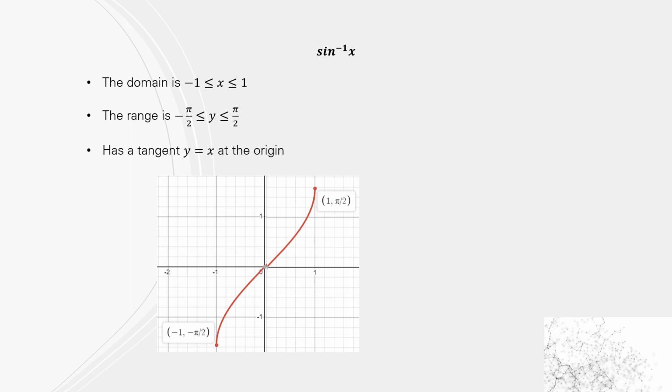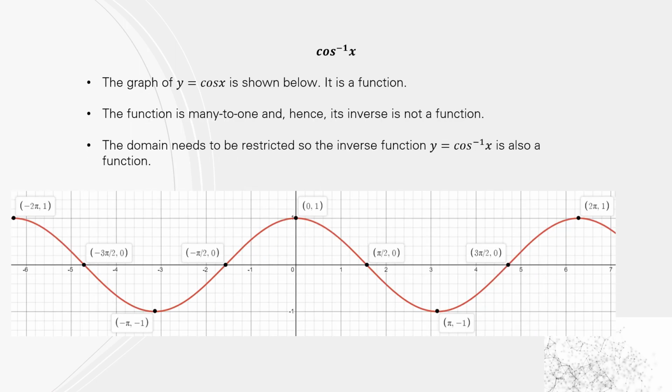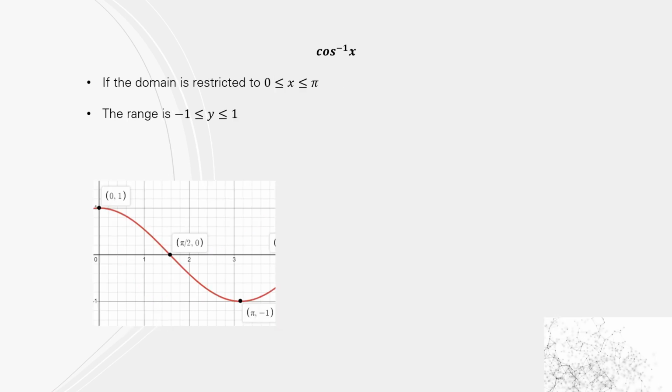So that's the sine minus 1 curve. For the cos curve, here's our cos curve. You can see that the function is many to 1, so that means its inverse is not a function. If you were to use the horizontal line test, you'd pass through multiple points. So we need to restrict the domain of cos to get our inverse. We're going to restrict the cos curve from 0 to pi, and the range is from minus 1 to 1. So the range stays the same.